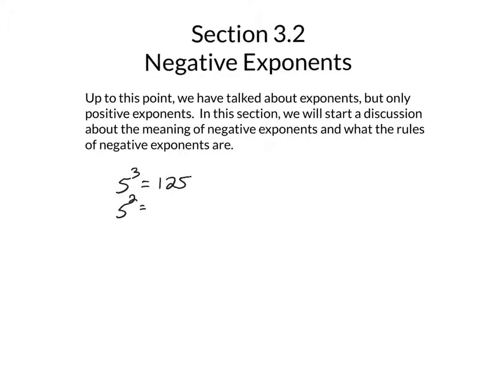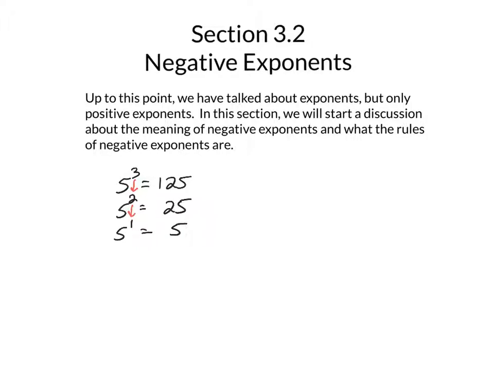So I'm going to set up a little pattern here. We know that 5 squared is equal to 25. We know that 5 to the first is just equal to 5. Take a look at the pattern that I have. For each one of these, I am decreasing the exponent by 1, from 3 to 2 to 1. What happens to the answer when I do that?